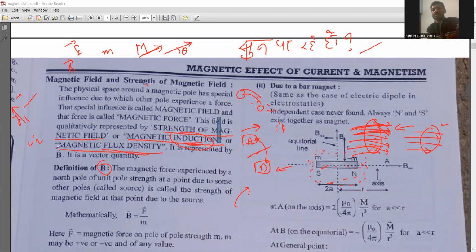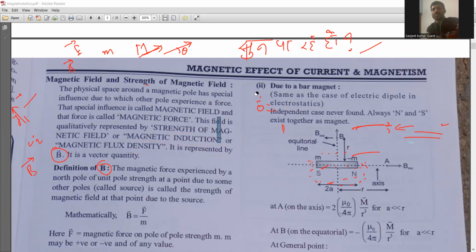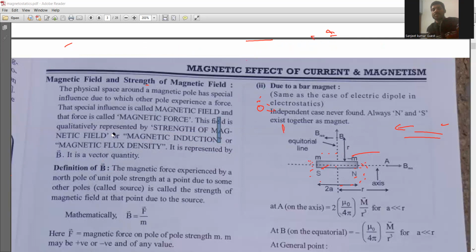Now, what is the definition of the magnetic field or the strength of the magnetic field? It is represented by the vector B. If I say B vector, what does it mean? It shows the strength of the magnetic field, or magnetic induction, or magnetic flux density. So B vector means these three names can be recognized as the B vector. Now try to understand how B will be defined.